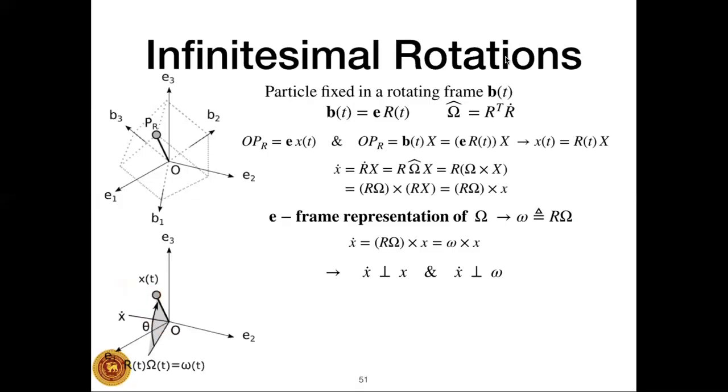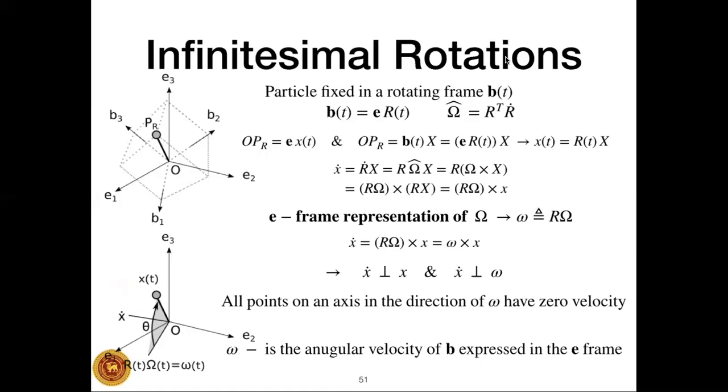So this shows that omega is the angular velocity of the B frame, of all these points, with respect to the E frame. So it is like the angular velocity of this point. Instantaneously, all points are trying to rotate about this axis, and points along this axis have zero velocity. So it's like the box is instantaneously rotating about that axis.